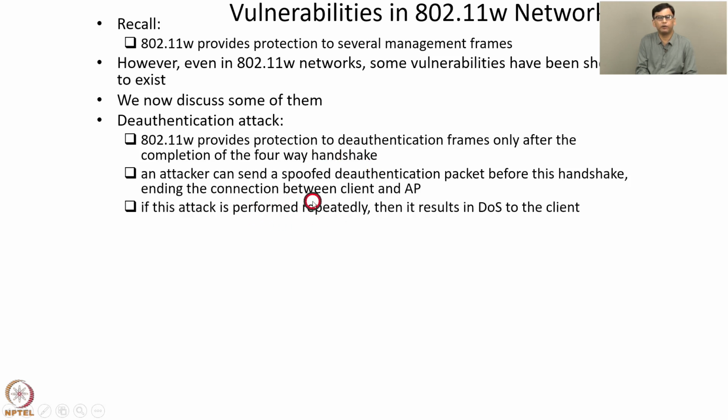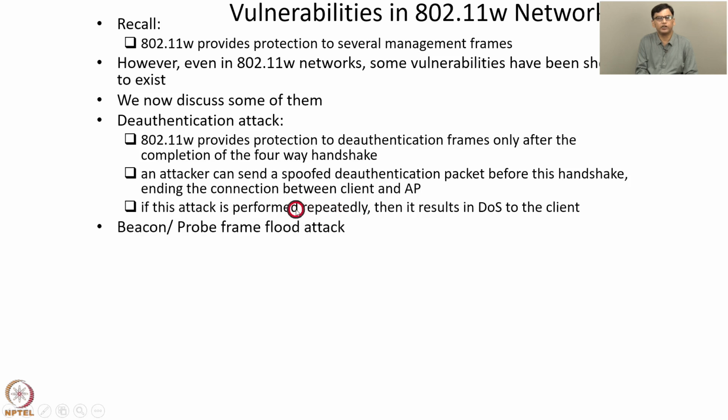If this attack is performed repeatedly, then it results in denial of service to the client. So the client authenticates itself and then associates with the access point, but then before it is able to do the four-way handshake, this deauthentication attack takes place, and hence it goes back to the deauthenticated state, and then it has to re-authenticate and re-associate. So if this is performed repeatedly, then it results in denial of service to the client.